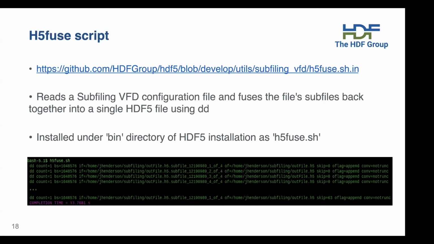And then I wanted to go ahead and mention this h5fuse script that we created. Here's a link to what it looks like. And all it does is read the configuration file that the VFD created, and then it uses the information there to stitch all the subfiles back using dd, and it results in just a single HDF5 file that you can read with HDF5 as normal. And so when you build the subfiling VFD, the script will be installed under the bin directory of your installation as h5fuse.sh. And here I just showed a little example of what it looks like while it's stepping through the subfiles and stitching them back together. Next slide.